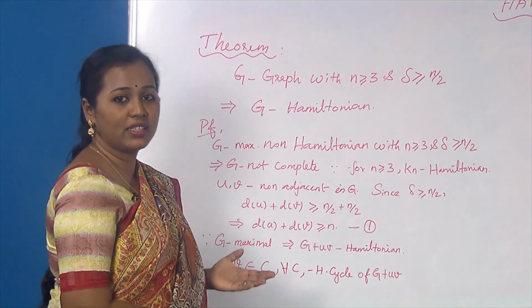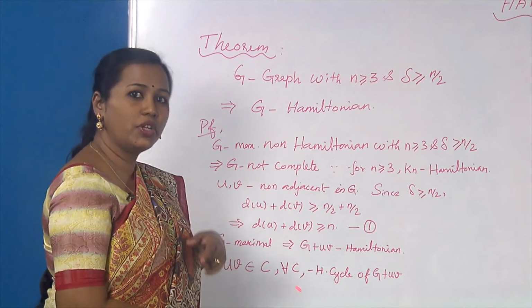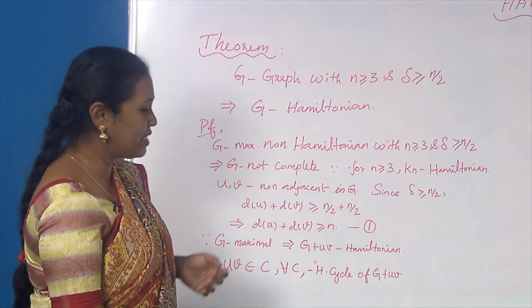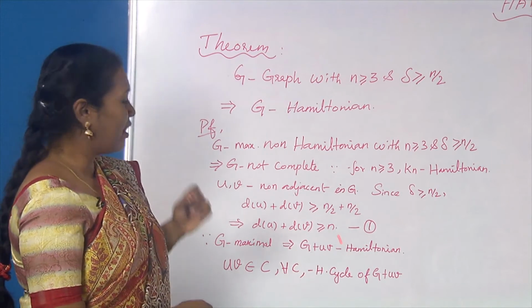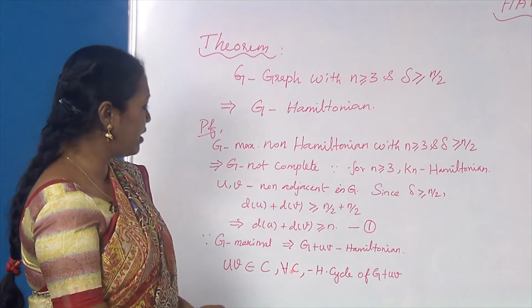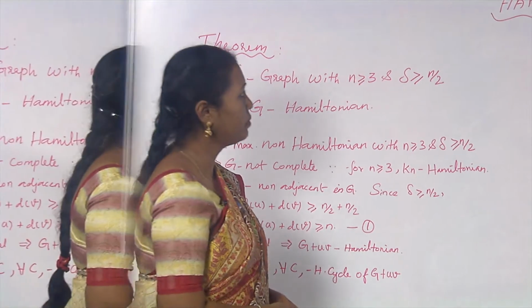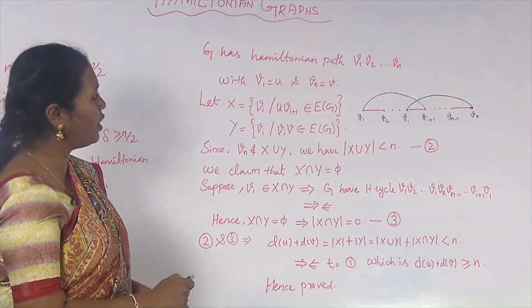Why do we say that there is a cycle C? Because now that G plus UV is Hamiltonian, there is going to be a Hamiltonian cycle. That Hamiltonian cycle we will call C, and this UV will definitely belong to the cycle C, where C is the Hamiltonian cycle of G plus UV.